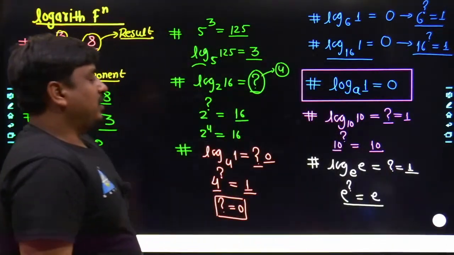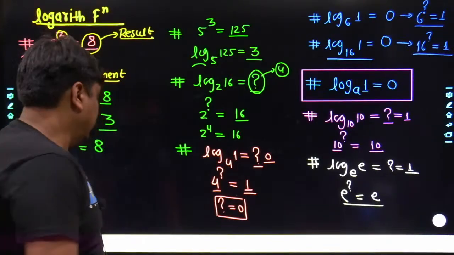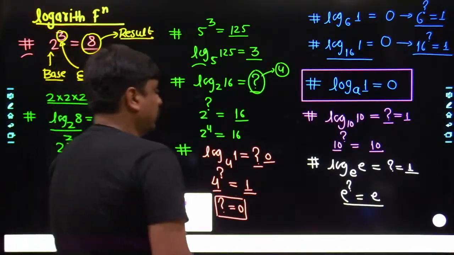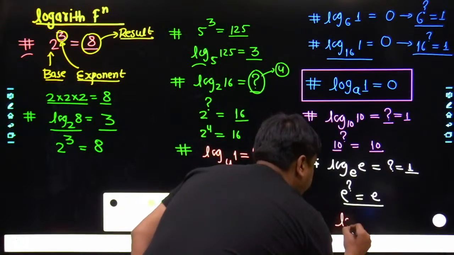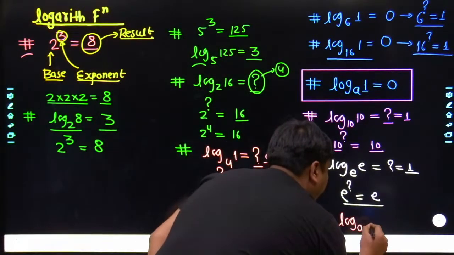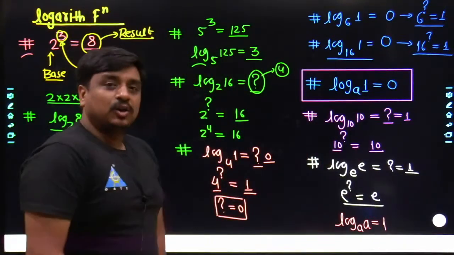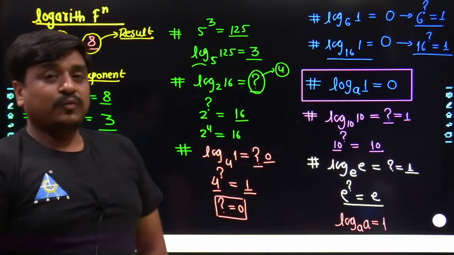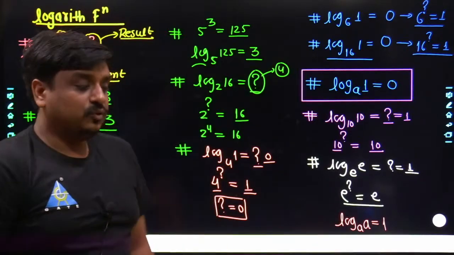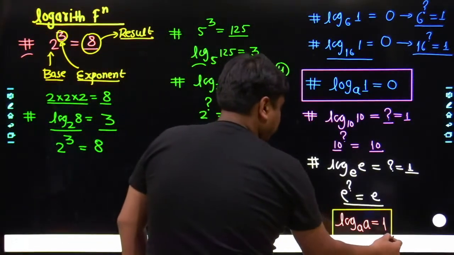So from here, it's the right time to bring one more important property of the logarithmic function, and that is nothing but log base a of a would always be 1. It could be a problem like log 2 of 2, log 3 of 3, log 4 of 4, even log 5 of 5, and so on and so forth. So that's going to be the answer we get.